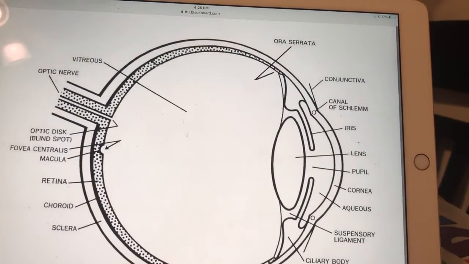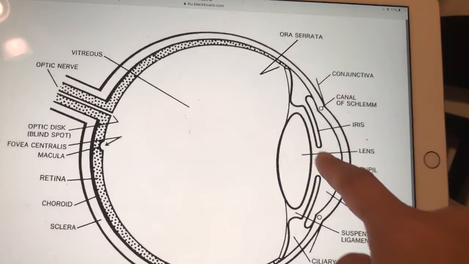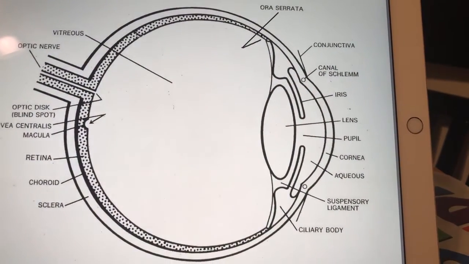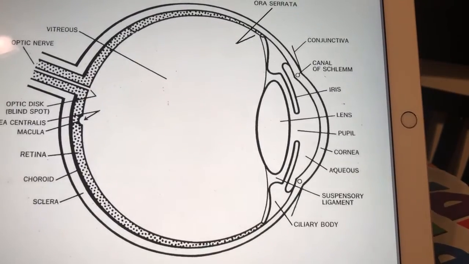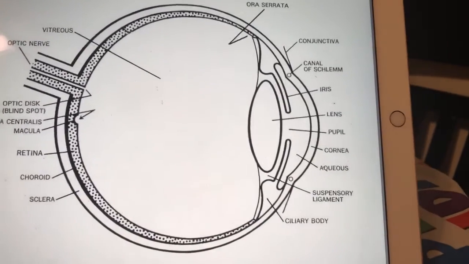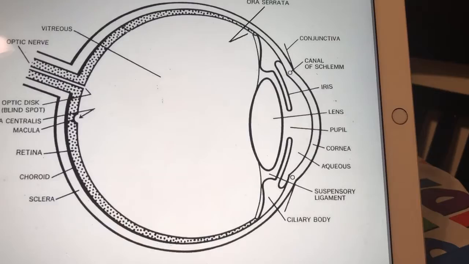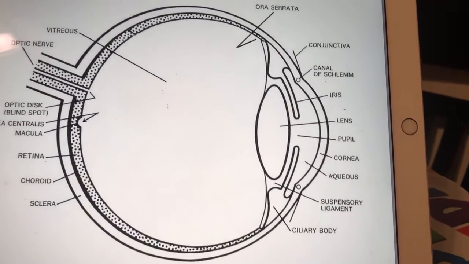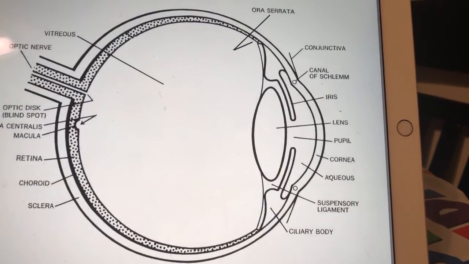The next one is the pupil, which is this hole here, the black round hole opening in the iris that lets light in. It works like an aperture in most 35mm cameras, which lets in more or less light depending upon the conditions.